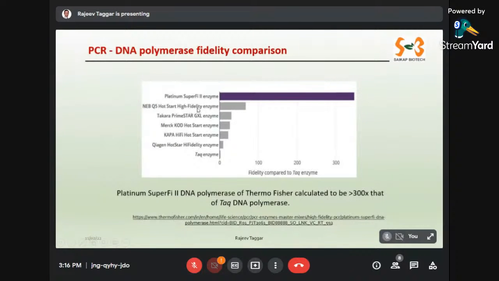And this was quite good. The number 2 was quite good. But again, there's another one, Platinum SuperFi. So the whole idea is you have to be a bit careful about the enzyme that you use. The polymerase enzyme that you use has to be higher quality, because we want sequence data which is reliable, and there's no room for making errors.